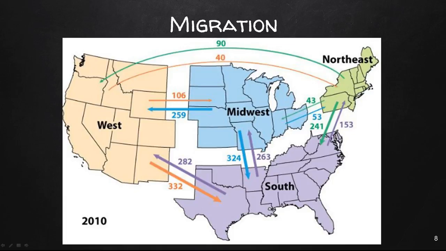So what type of migration is this? Interregional migration or intra-regional migration? This is interregional migration because it is the migration from one region, the West or the Midwest, for example, to another region.